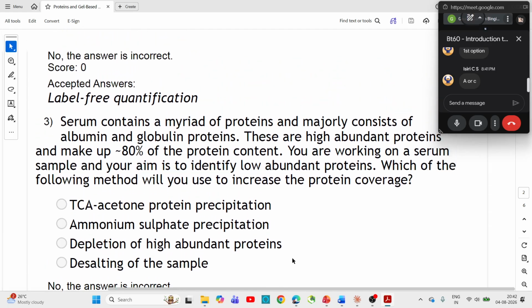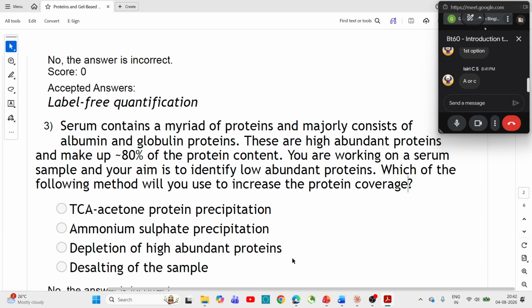So you can do different methods. For example, what can we do in terms of removing albumin and globulin, the high abundant proteins? I think you can do gel filtration, like gel-based chromatography, wherein higher molecular weight proteins will get eluted later, but all the smaller molecular weight ones come first, while albumin and globulin are higher molecular weight. So that can be one thing.